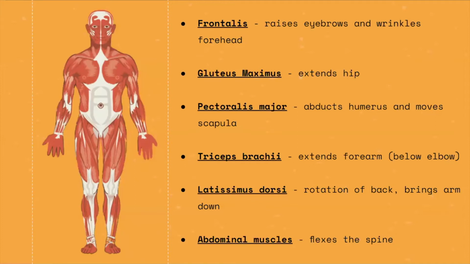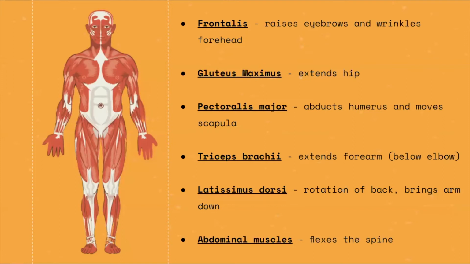And we have pectoralis major, which abducts the humerus and moves the scapula. Some of you might not know what abducts means. We're going to go over that later. But for right now, when I say the word abduct, what does that make you think? Capture, to take away, kidnap, take. Yes, all of those work. So for you to understand what the pectoralis major does, it abducts the humerus, taking the humerus away from the midline.